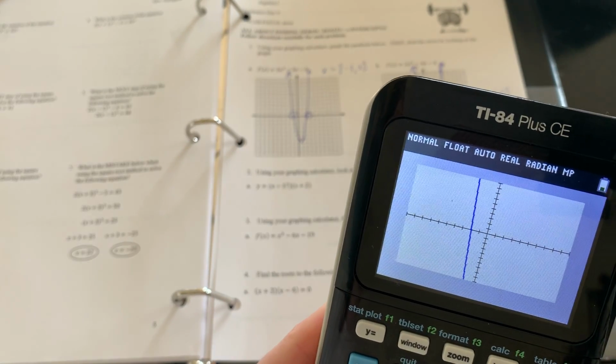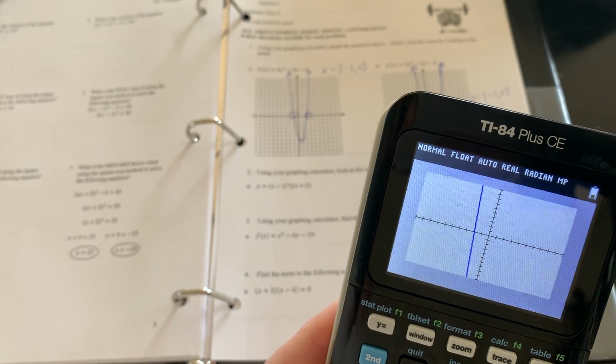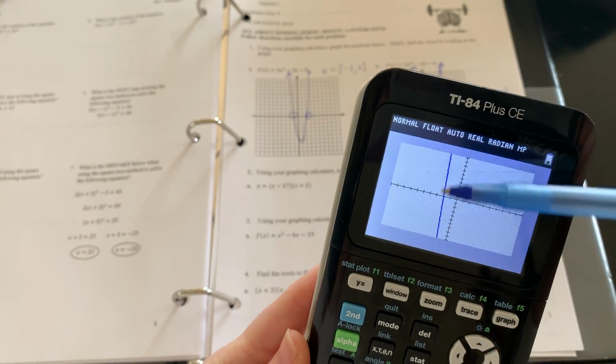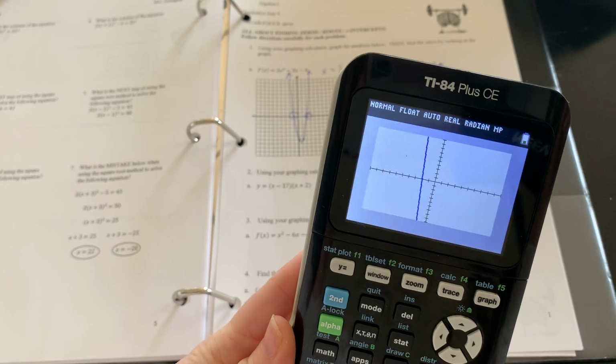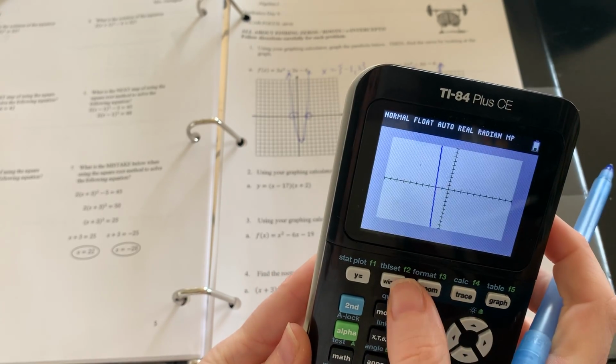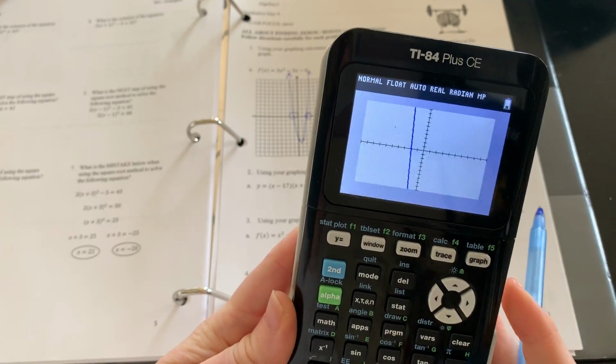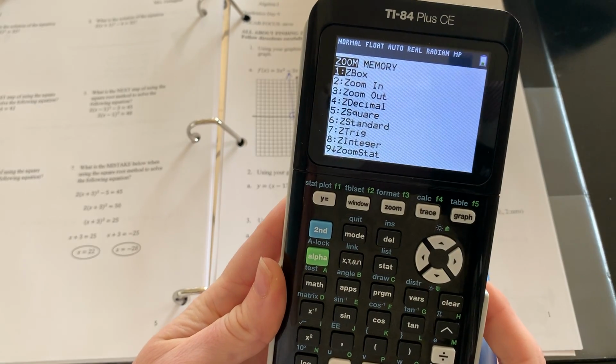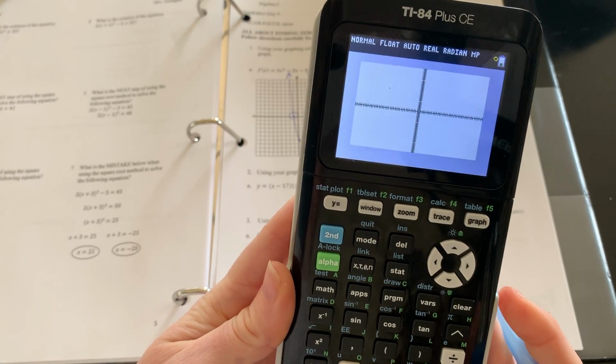Why can't I see the other one? Because it's going down and then coming back up. So if you'd like to see it a little bit more, we can either do zoom, might as well do that one, zoom 3, or we could have changed our window.